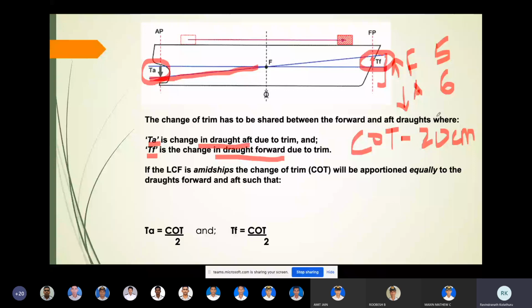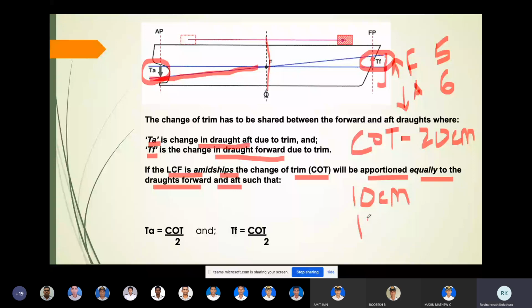Okay, so I know the entire change, but I don't know what correction to be applied in forward and aft. So then what I do, I see where is my F position. My F position is given at midship. So when F position is given at midship, the correction to be applied is, if the LCF is midship, the change of trim will be apportioned equally to the drafts forward and aft. Okay, meaning TA is change of trim by 2, which is 20 by 2, and TF is change of trim by 2, 20 by 2. So it will be distributed equally. Equally means 10 centimeter correction will go for the forward draft, and remaining 10 centimeters will go for the aft draft.